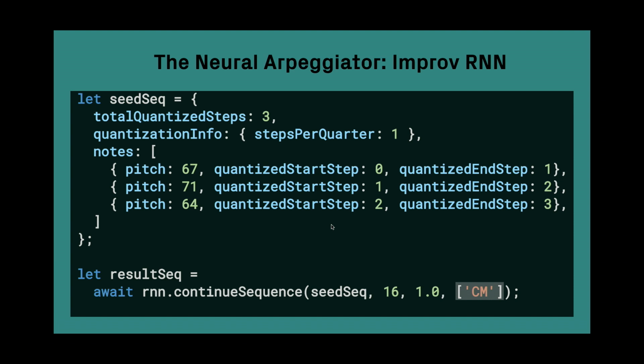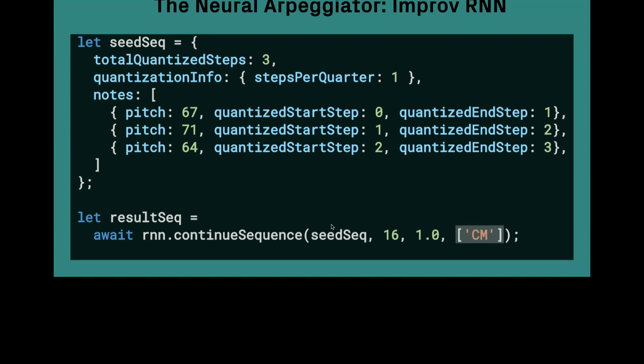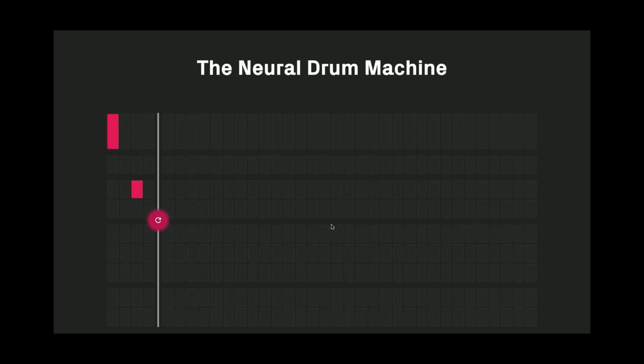And well, that's how you can make a melody with one of these things. You can do other things as well. For example, you can do drum patterns, because there are models for that as well. And here's a drum machine that I made based on that principle.